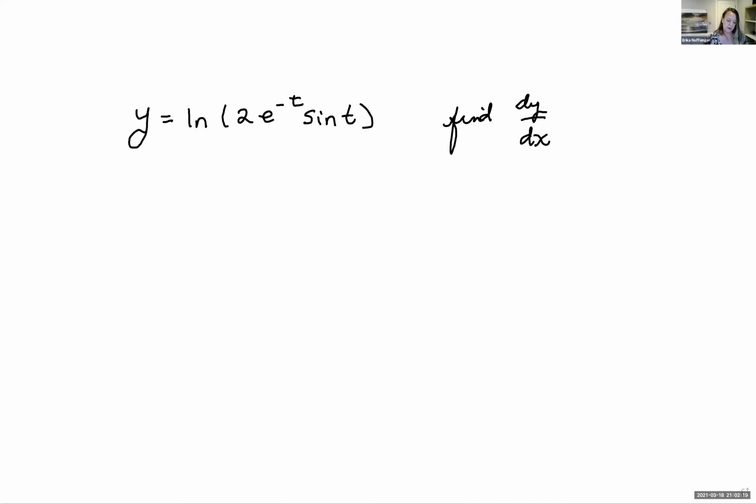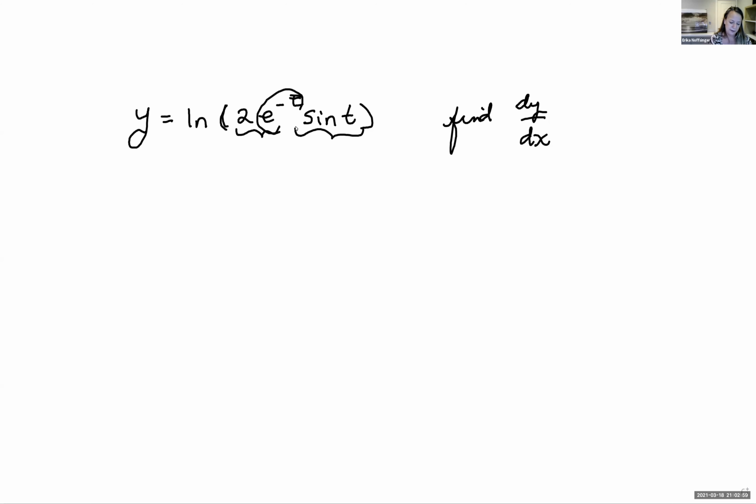So we want to take the derivative of y equals the natural log of 2 times e to the negative t power times sine of t. I could take the derivative of this as it's written right now, but I would have to use the chain rule. My inner function, when I take its derivative, I would have to use the product rule. And within that product rule, when I take the derivative of e, I would have to use the chain rule again. And so there's a lot going on in there.